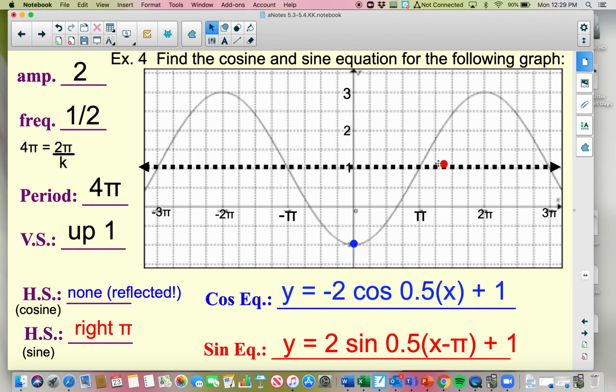So there are infinite answers technically to this graph, right? Again, your amplitude, frequency, and vertical shift, however, are not infinite possibilities. Those are fixed.